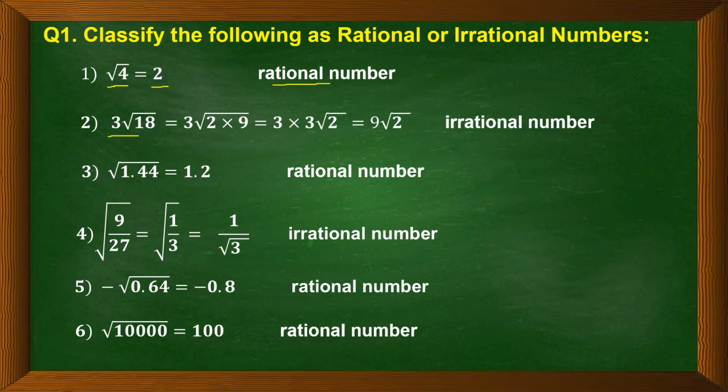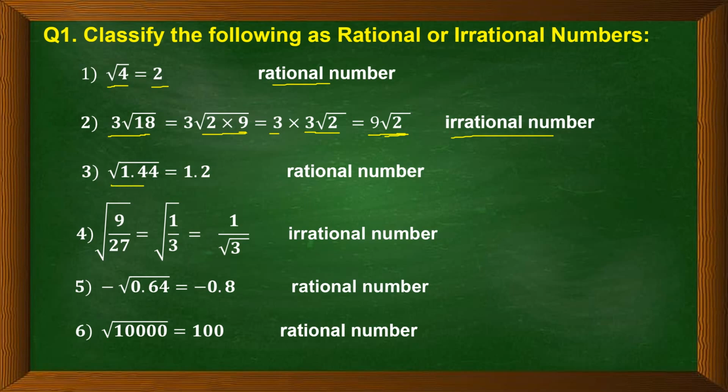Second part is 3 times of square root of 18. Now 18 can be further written as 2 into 9, and 9 is a square number. So we can say 3 into 3 times of square root of 2. So which is 3 into 3 is 9. So 9 times of square root of 2. Now this is an irrational number because square root of 2 is an irrational number. Any prime number under a root is an irrational number.